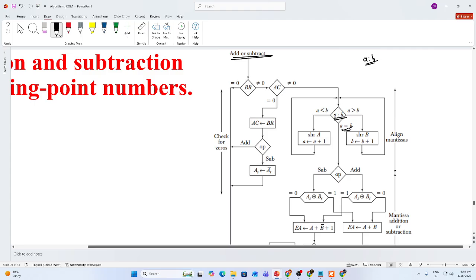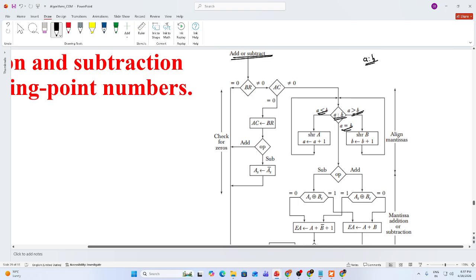One is a equal to b, a less than b, a greater than b. So 3 outputs it will give. Suppose a less than b, in this case a less than b means b is greater. So my intention is to make a equal to b. So how do I make a equal to b? I need to shift right a and increment the exponent. How many times do I need to do this? Until a equal to b. So that many times I will loop in this and make a equal to b.